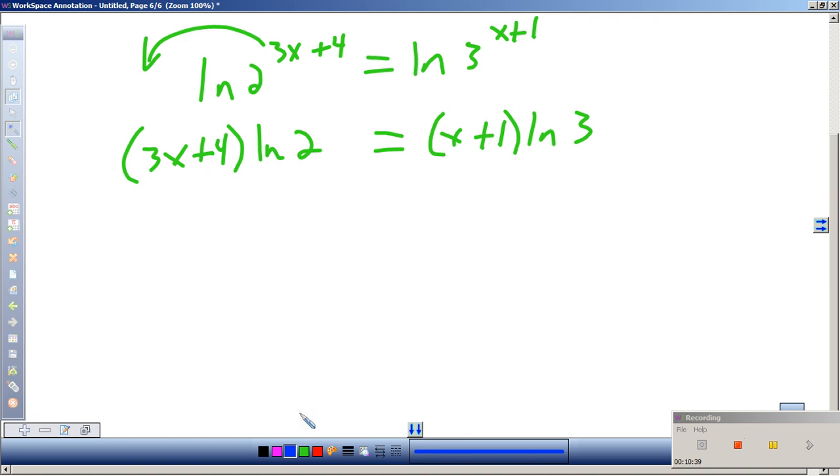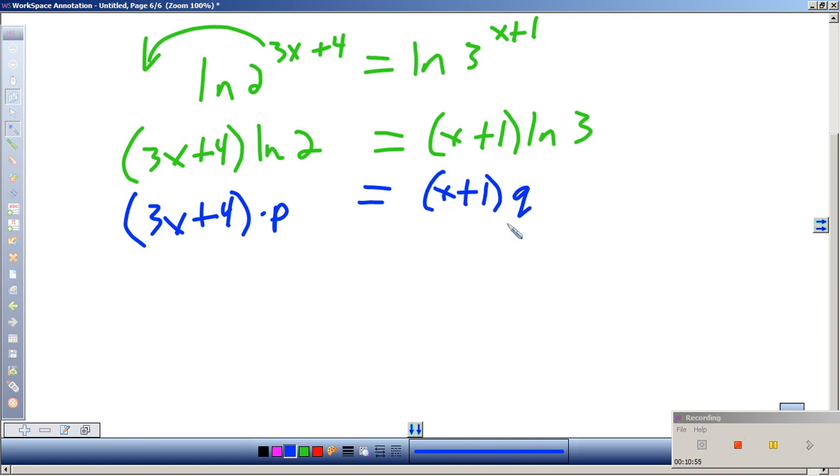So this is almost an algebra 1 problem. Let me show you what I mean by that. If I change this to 3x plus 4 times p is equal to x plus 1 times q. Actually, let's use t. Don't want to use n because it might confuse with ln. So how would I solve for x with this problem? Because this right here is an algebra 1 problem.